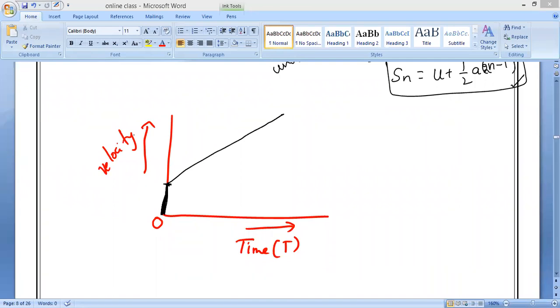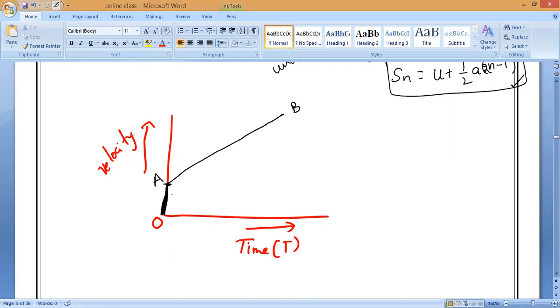So the body already has some initial velocity. Let me take this as point A and this as point B. Now, that initial velocity from here to here is called initial velocity u. Okay, the body already has initial velocity.